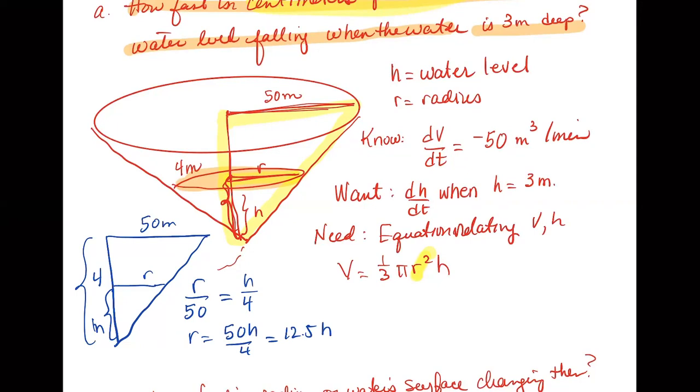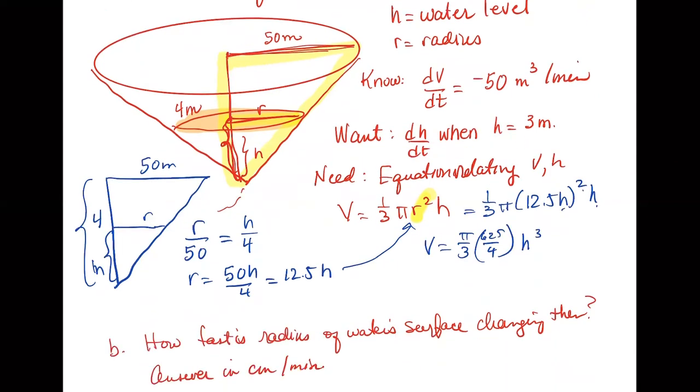Okay, so I'm just going to plug 12.5H in for R in my volume function. So I will have 1/3 pi times 12.5H quantity squared times H, and that's equal to volume. So volume would be pi over 3, 1/3 pi. 12.5 is 25 over 2, so when we square that, I'll get 625 over 4. H squared times H is H cubed.